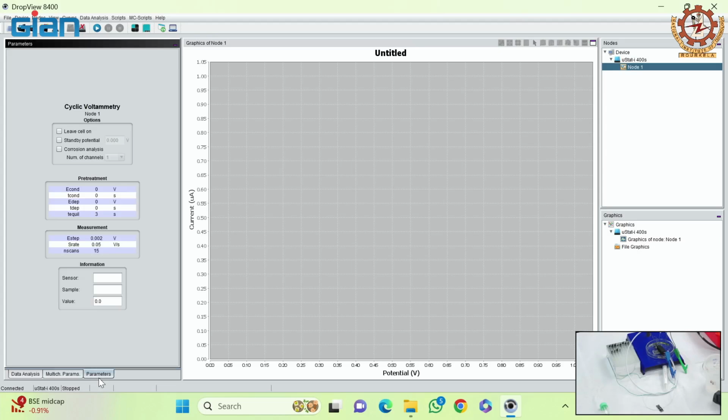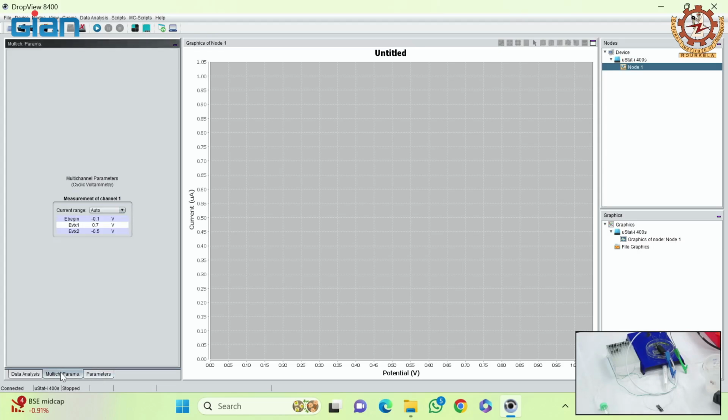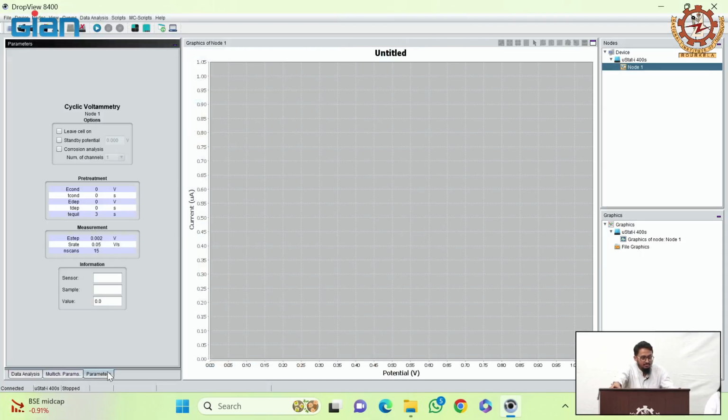Parameters are set, E step, E begin and all that. E begin is at minus 0.1, EVTX1 is 0.7 and EVTX2 is minus 0.5. So we are going to start the CV scan. Please start the scan.